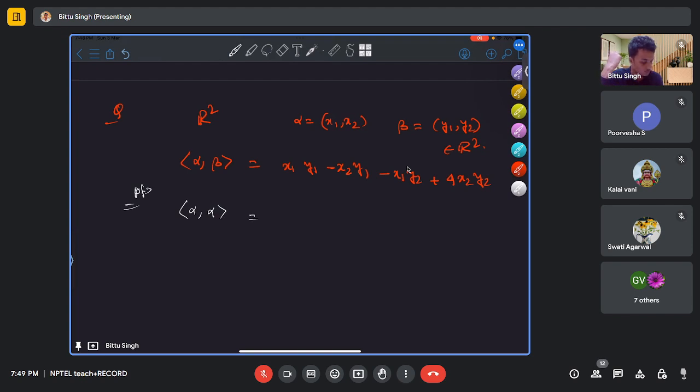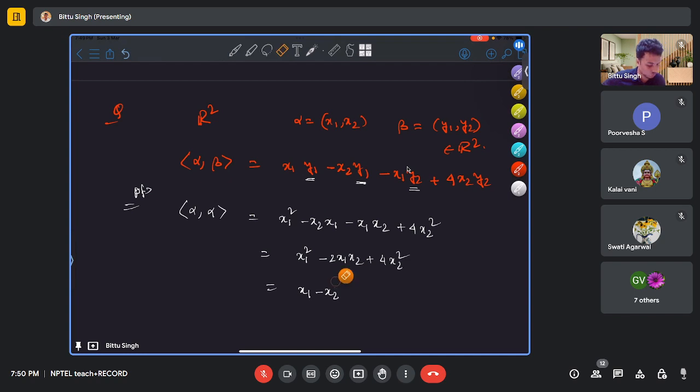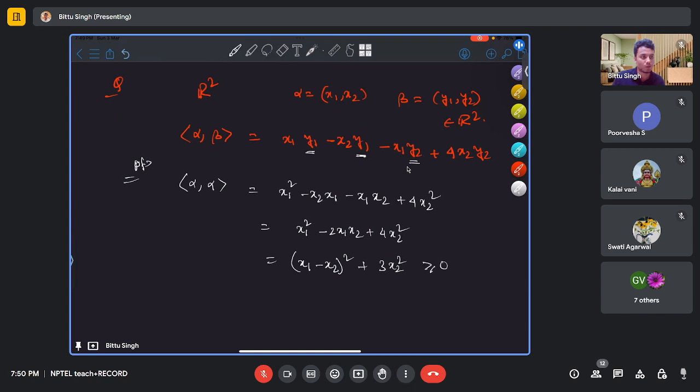So alpha with alpha, by definition, replace y1 by x1 and y2 by x2. So it is x1 square minus x2 times y1, replace y1 by x1, so x2 x1 minus x1 x2 plus 4 x2 square. So this is the same as x1 square minus 2 x1 x2 plus 4 x2 square. Now we can write it as (x1 minus x2) whole square plus 3 x2 square. So from here you can see that this is actually a non-negative thing.